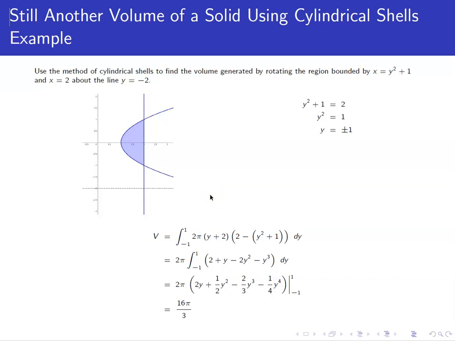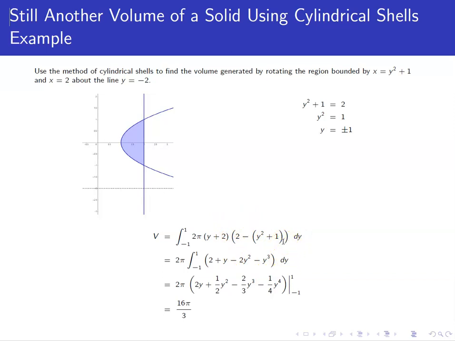All right. To find the volume of a representative shell, I need to calculate two things: its radius and its height. The height is probably the easier of the two in most of these problems. If you think about the slice as a rectangle, it's the height of the rectangle, which is the difference of the curves. I do right curve minus left curve. The right curve is 2. The left curve is y squared plus 1. So this quantity gives me the height of the shell.